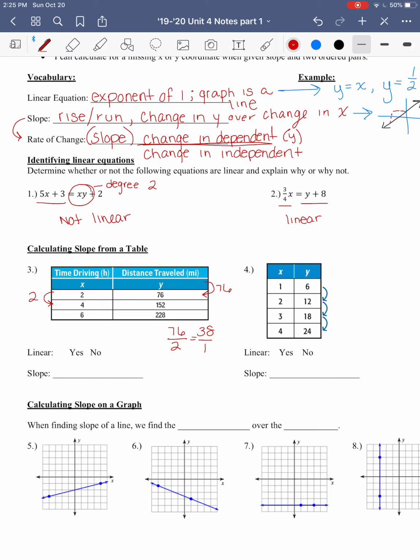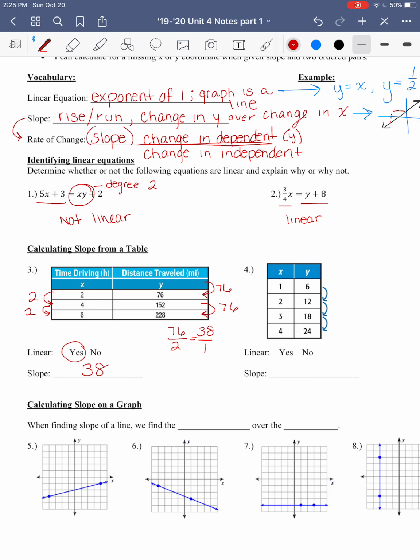Let's see if it's staying consistent. So from 152 to 228, I'm going to subtract those in my calculator and I get 76 again. Awesome. And from 4 to 6, I get 2. So because it's staying consistent, I would say yes, it is in fact linear with a slope of 38.